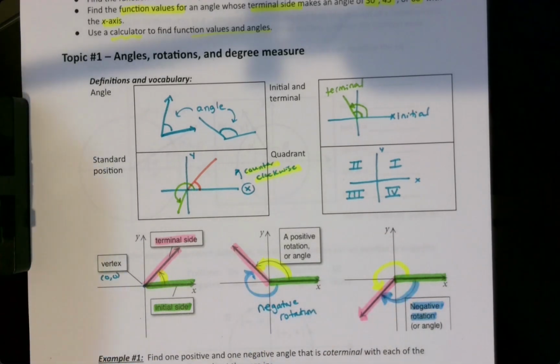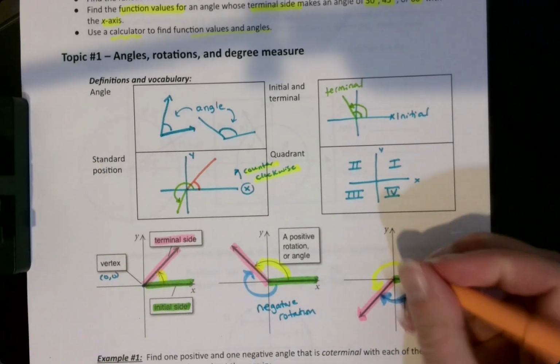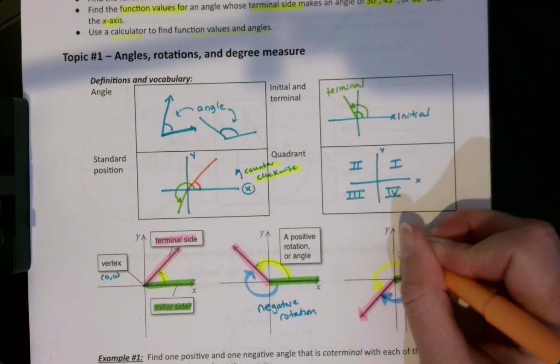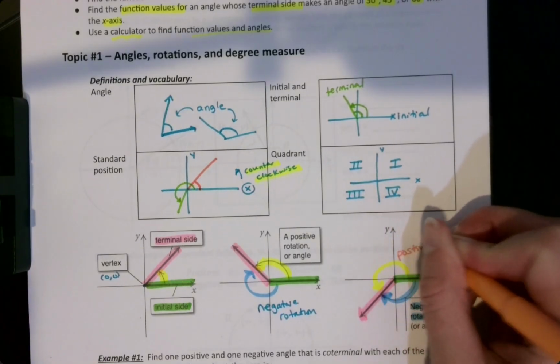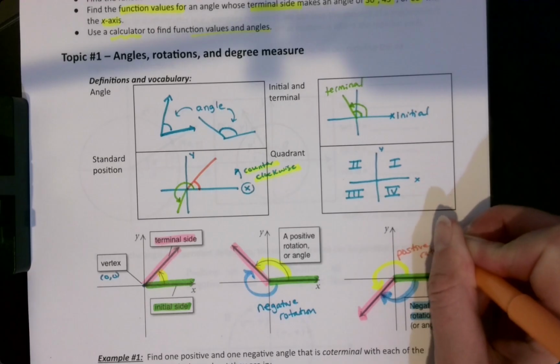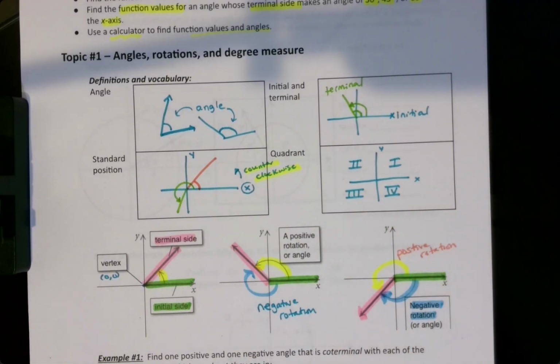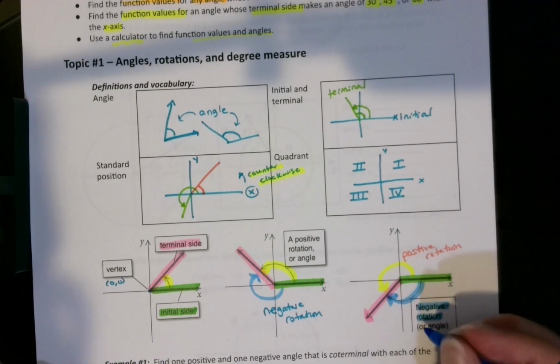And I'm going to label the other one over here. Again, the one I drew in the yellow highlighter over here would have been the positive rotation for this angle. Positive rotation counterclockwise, negative rotation or negative angle will be in the clockwise direction. Okay.